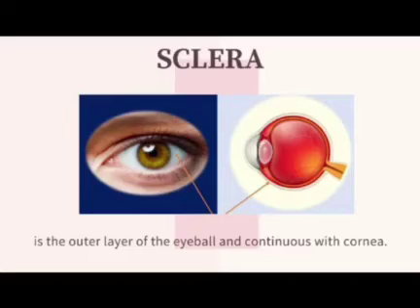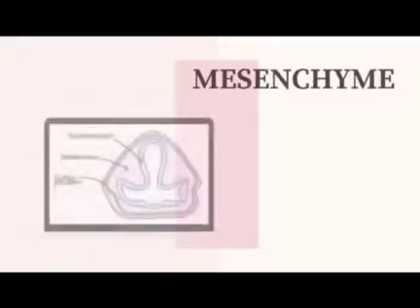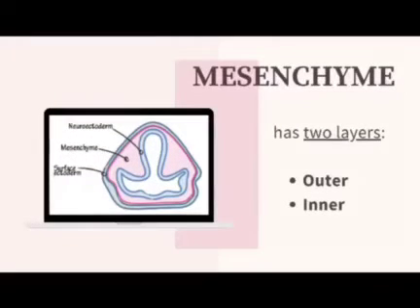Sclera is the outer layer of the eyeball and is continuous with the cornea. Sclera is mostly neural crest in origin, and the posterior region of the sclera is mesoderm in origin. Sclera develops from condensation in mesenchyme near the limbus. Characteristics of mesenchyme is that it is loose and fluid in nature. Mesenchyme has two layers, an outer layer which will develop into sclera, and an inner layer.